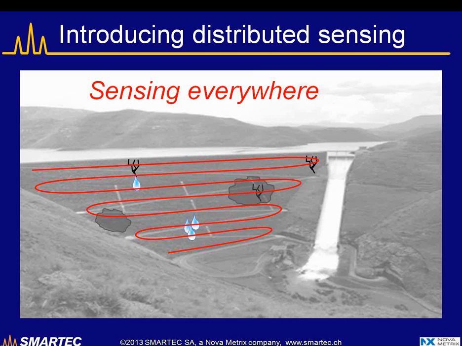This is where distributed sensing offers a new possibility, because it's now possible to have a very long sensor that can measure every meter, and therefore it can sense everywhere and detect those defects and, more importantly, localize them.